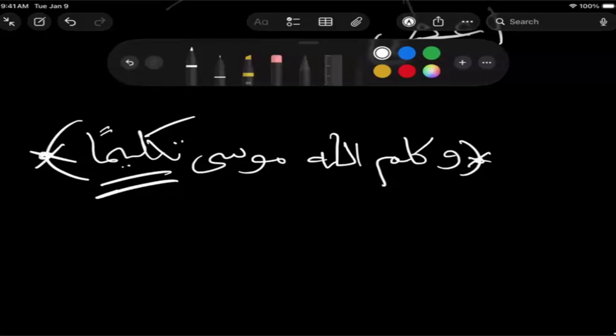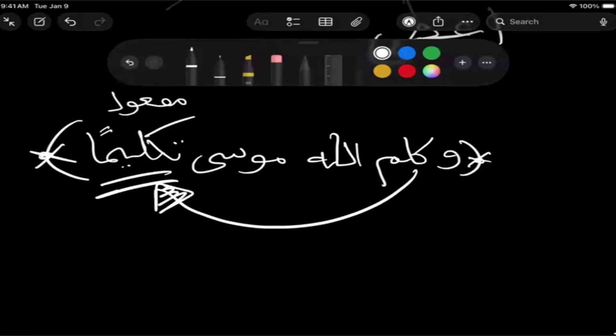Kalama, کلمة. Okay. وَكَلَّمَ اللَّهُ مُوسَى تَكْلِيمًا. This is called مفعول مطلق. Oh, no, no, that's right. مفعول مطلق.